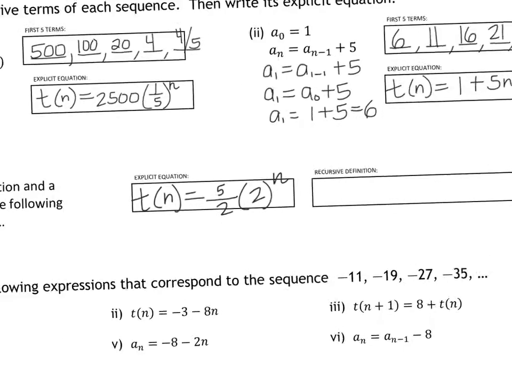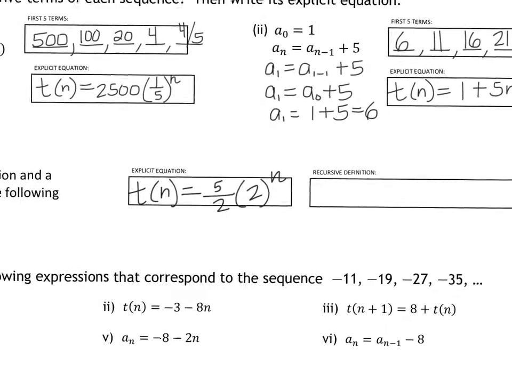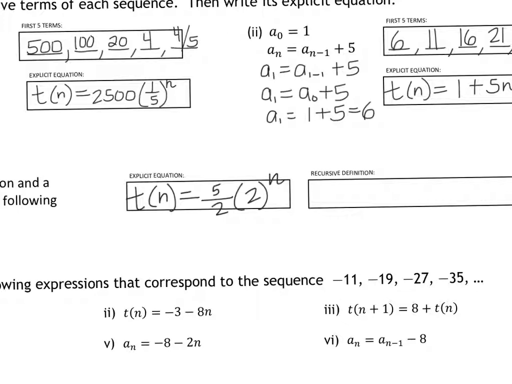For our recursive definition, we need to give a term in the sequence. So the first term is equal to 5. And then we need to give a recursive equation. So t of n plus 1, or the next term in the sequence, is equal to the current term multiplied by 2.